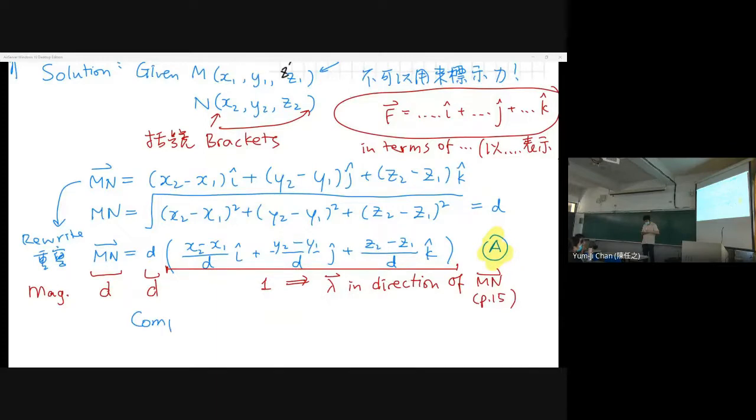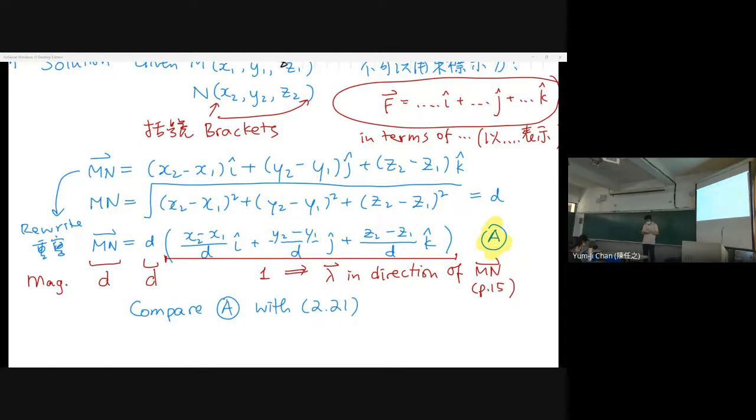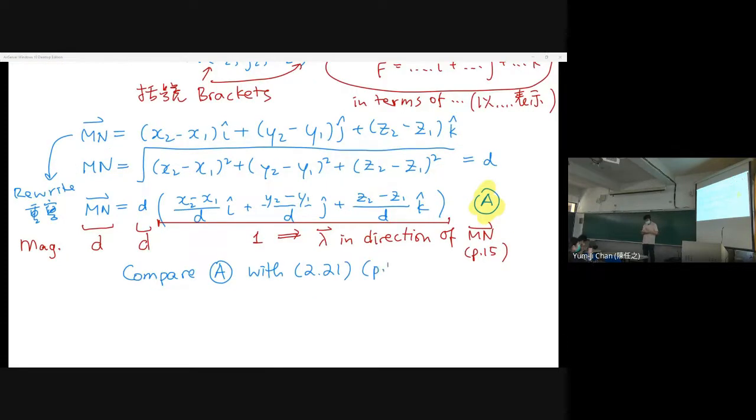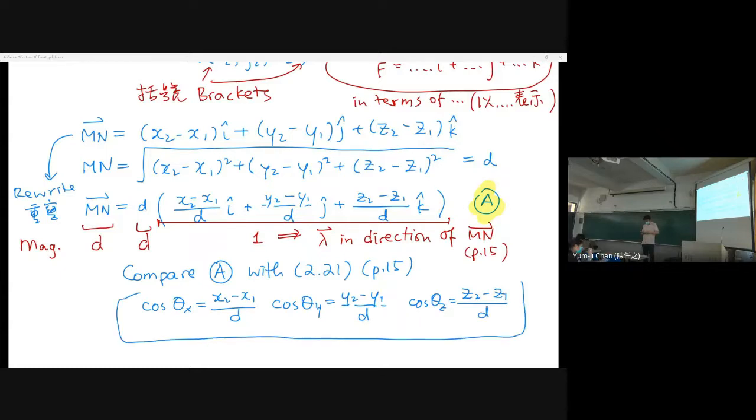Compare A with 2.21. Remember this on page 15. And so we have cosine theta x equals x2 minus x1 over d. Cosine theta y is equal to y2 minus y1 over d. And cosine theta z is equal to z2 minus z1 over d. This is what we want, and we will use this.